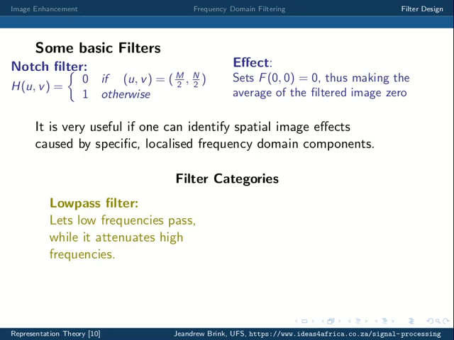So it lets low frequencies pass, it kills high frequencies. Some textbooks call them smoothing filters. They basically tend to blur things. Its feature is that it blurs the image, and it removes edges and noise. Sometimes you get static on your image, like a whole bunch of white dots that go all over the image.